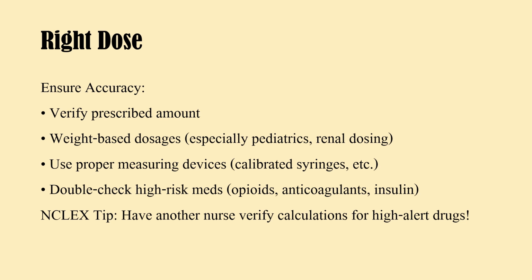The right dose emphasizes verifying the prescribed amount, accounting for patient-specific factors such as weight-based dosing or renal adjustments, and double-checking high-risk medications like opioids, anticoagulants, and insulin to prevent overdosing.